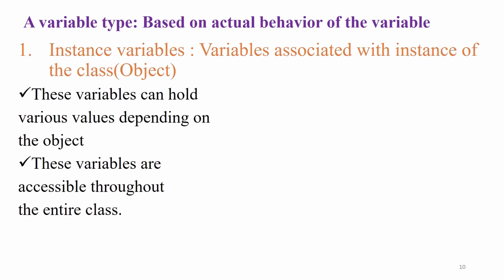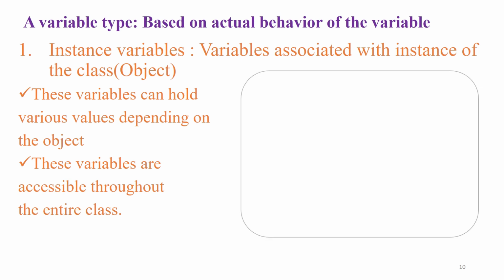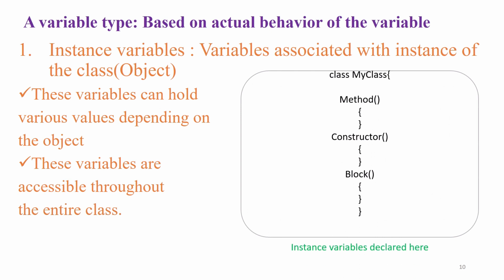The first type of variables under this category are instance variables. These are the variables associated with an instance of the class. These variables can hold various values depending on the object. This means each object of the class can have its own copy of these variables and can assign different values. These variables are accessible throughout the entire class. Therefore these variables typically need to be declared outside of any method or constructor or block.